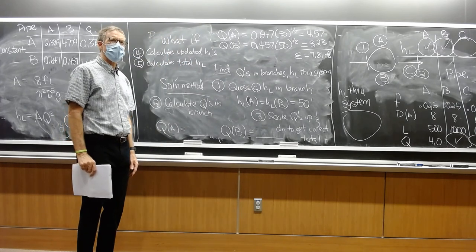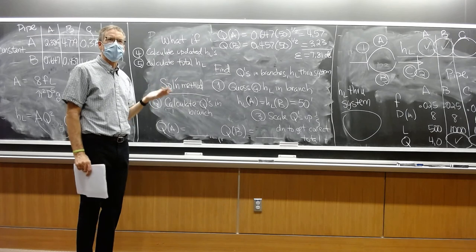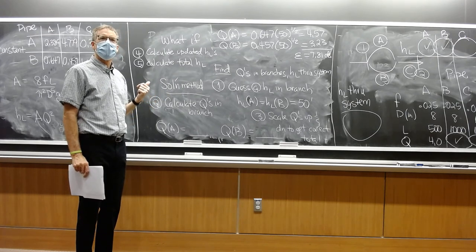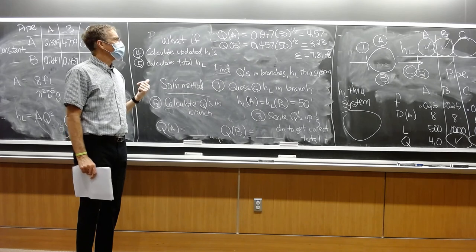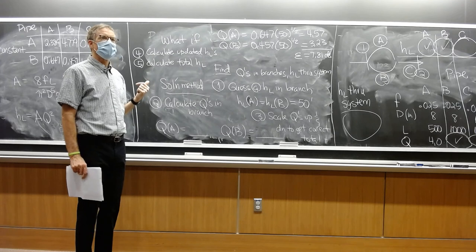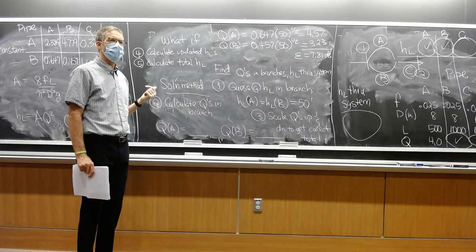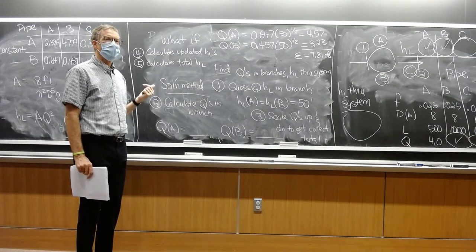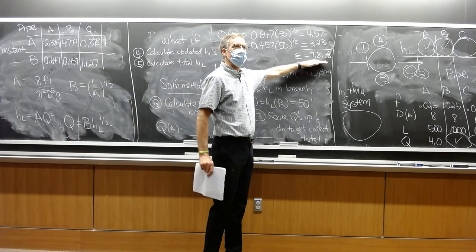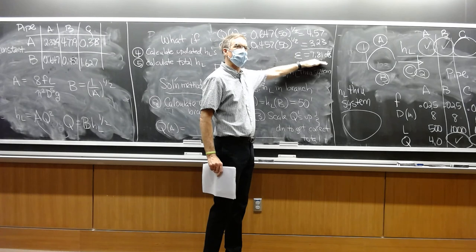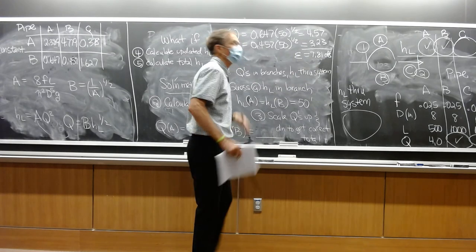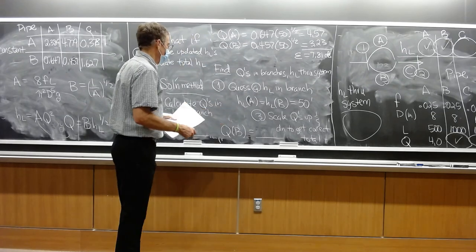So was my head loss too low or too high? Too low. Why do you say too low? Because we got a total of 7.8 and we're looking to get a total of 10. Yeah. So it should have been higher. It should have been higher.